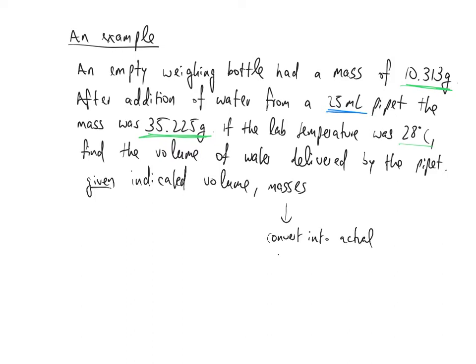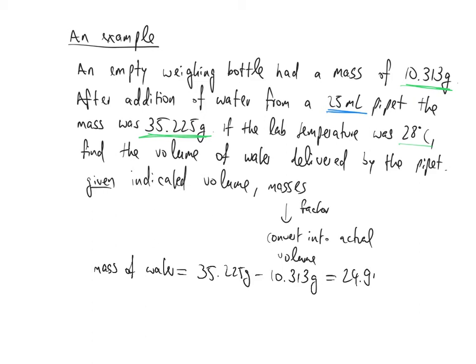And in order to convert this to the actual volume, I need the factor from a table. Now, there's a table on the slide before, or there's a table in your pre-lab lecture, or there's a table found on Canvas that you can use. Either one works fine. Now, in order to calculate the actual volume, you basically just calculate the mass of the water, and that is easily done by subtraction. So 35.225 grams minus 10.313 grams gives me a mass of 24.912 grams.